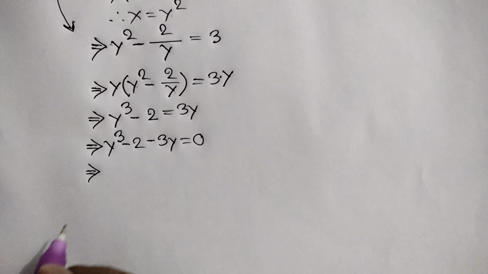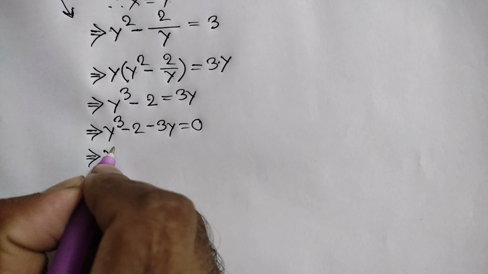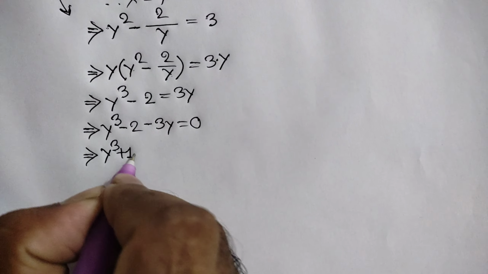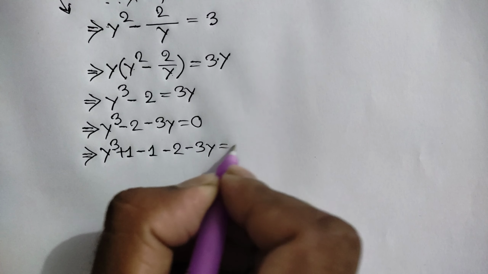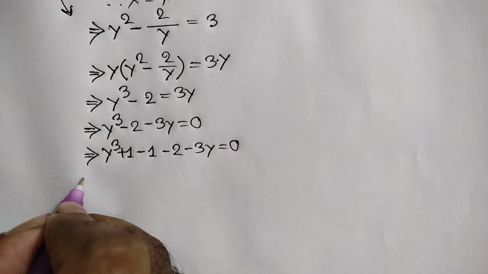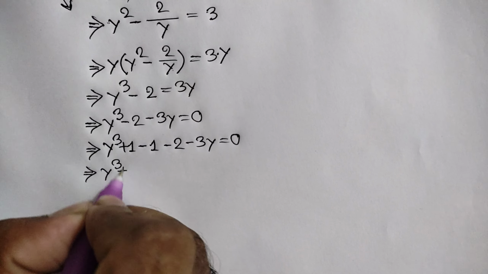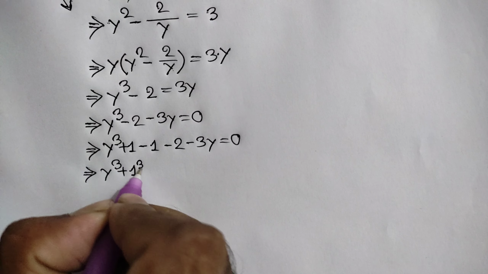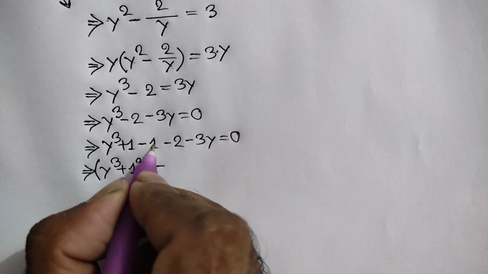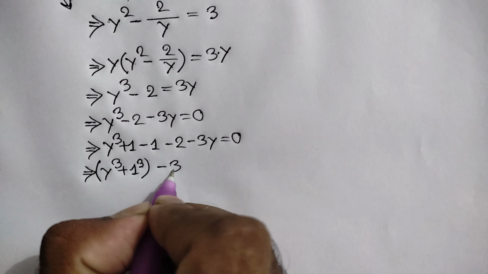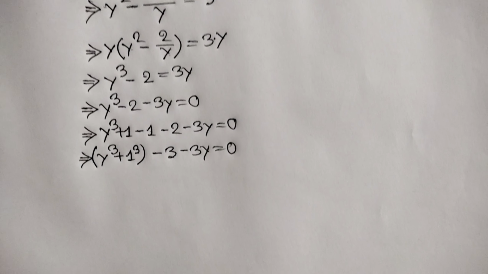Now adding 1 and subtracting 1, we can write y cubed plus 1 minus 1 minus 2 minus 3y is equal to 0. Y cubed plus 1 can be written as 1 cubed plus y cubed, minus 1 minus 2 is minus 3, minus 3y is equal to 0.